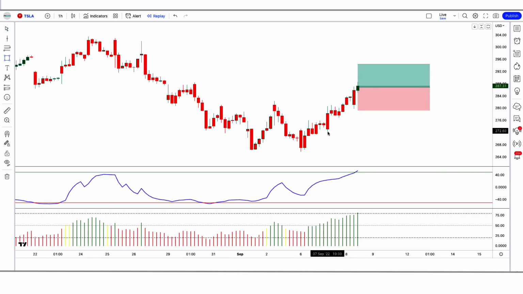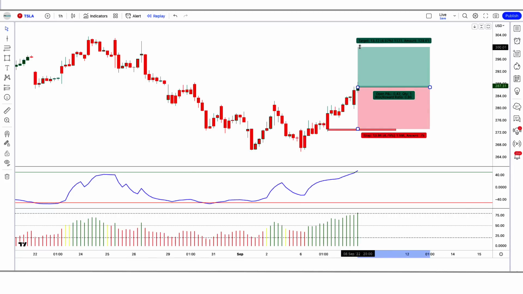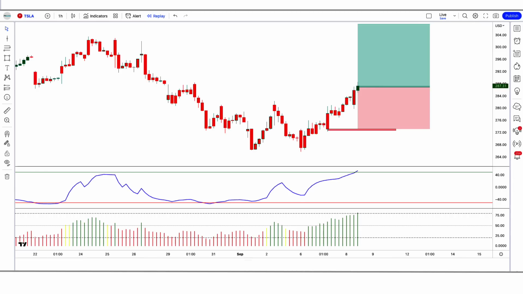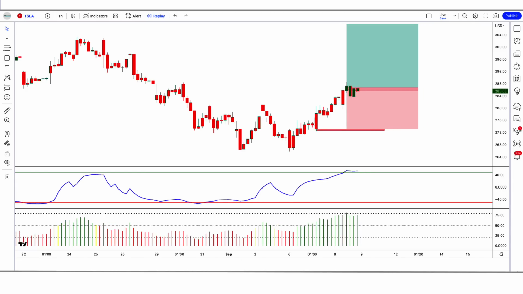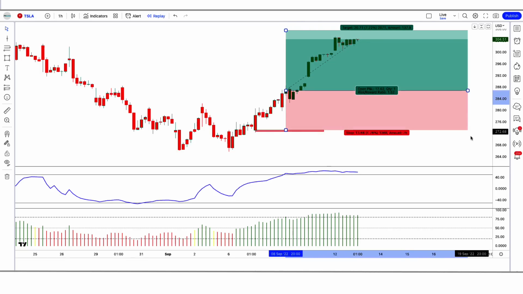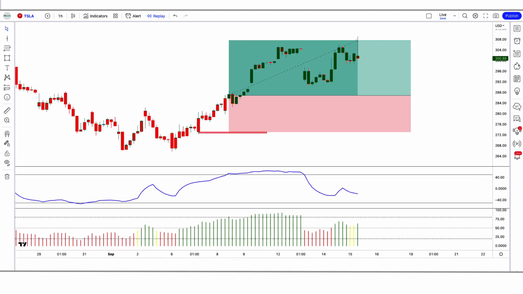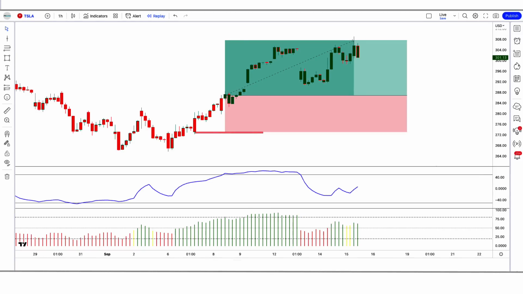Our stop loss is to be placed at the low of the previous market. And the risk-to-reward ratio will be 1:1. Let's see what happens to our trade. Our trade is running in profit. We have won the trade. Let's find the next trade.